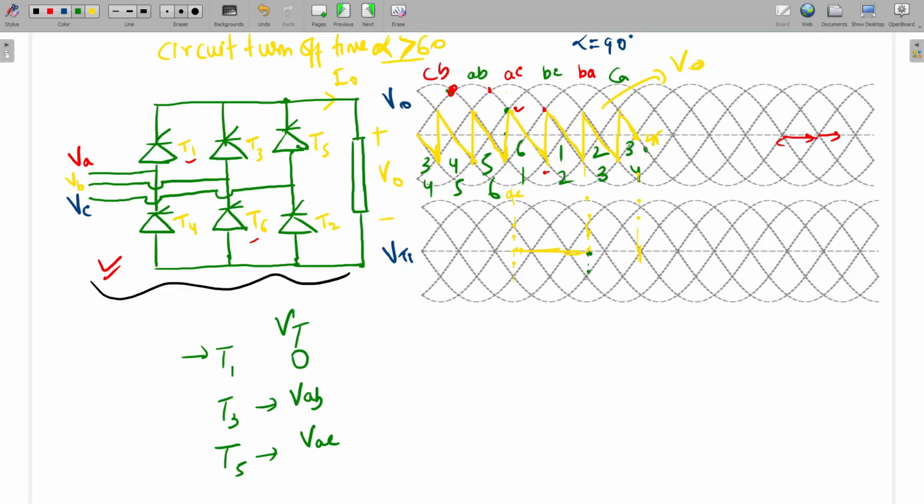So we'll start here. VAB. Okay. And if 5 conducts, what will happen? VAC. Which one is VAC? This one. Okay. So this one is VAC. It will come up to here. Which point? Here it will come. Is it clear?